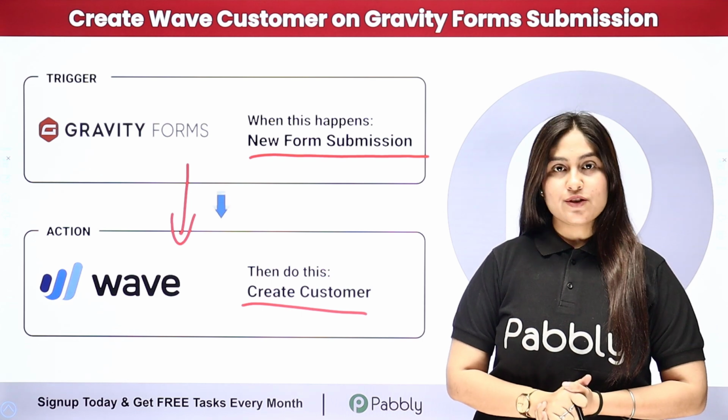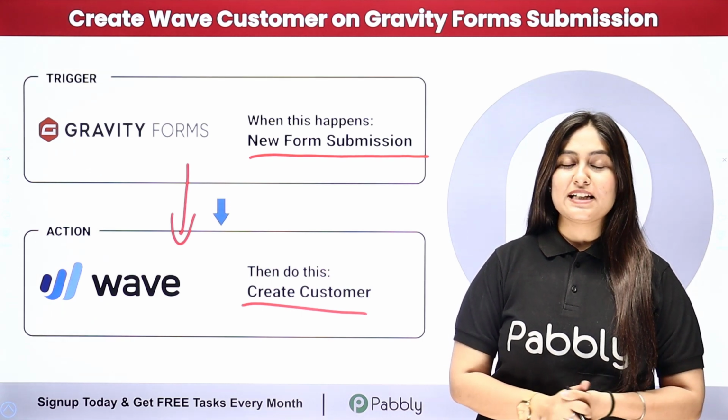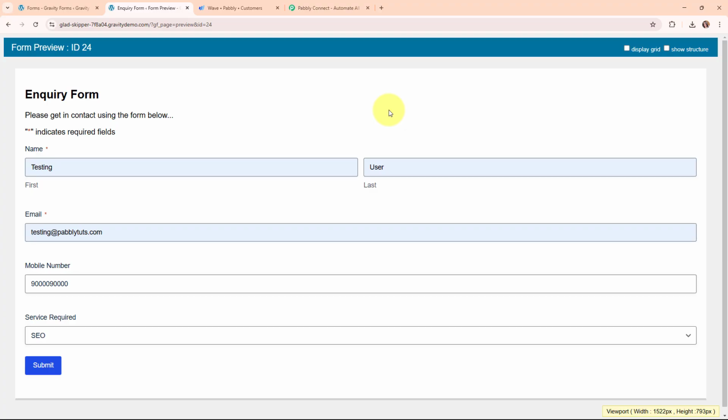So to see the working of this automation and to learn this process step by step, let me take you to my screen. Welcome to my screen. In this video, I'll show you how to automatically create a Wave customer whenever a Gravity Forms submission is received. This automation will help you seamlessly add new customers to your Wave account without any manual work, making invoicing and financial management easier. So stay tuned as I walk you through the step-by-step process.